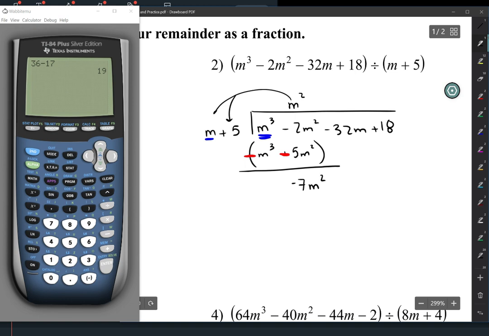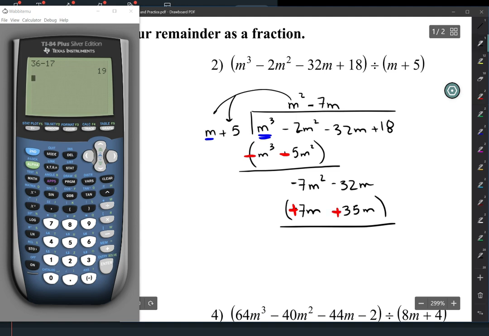So it's now negative 7m squared. Bring down the 32. Then we need a negative 7 and an m. So you want it to be exactly the same. If it's negative, you better multiply by a negative. That way, when you switch the signs, they will cancel. So be aware of that. Switcheroo.